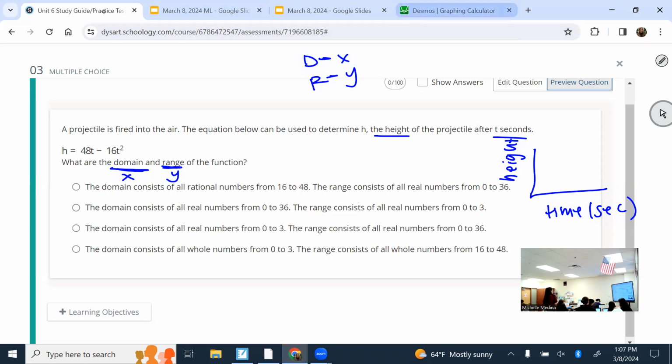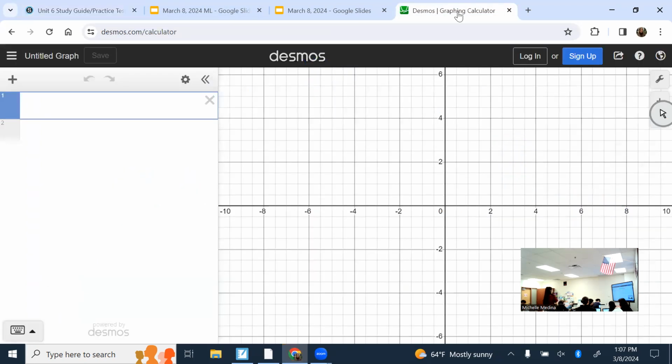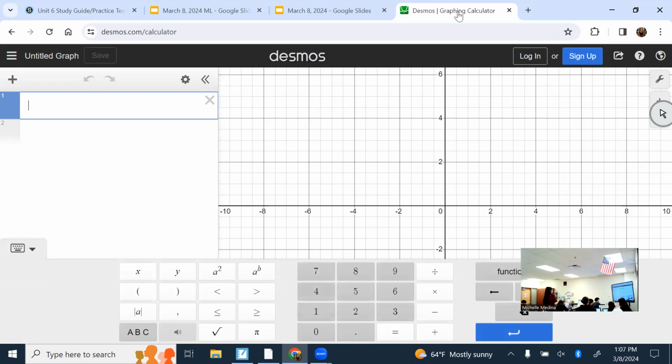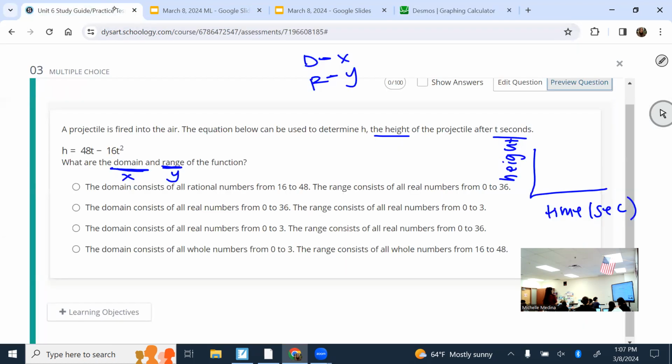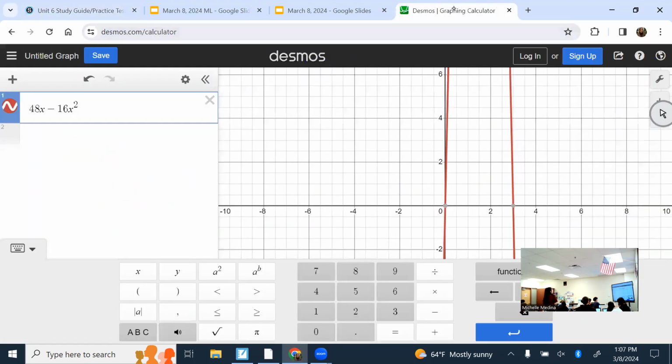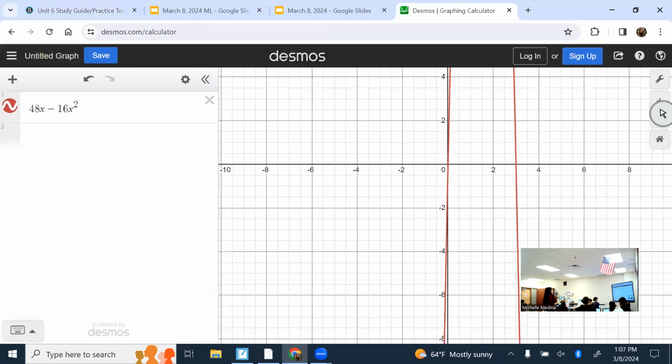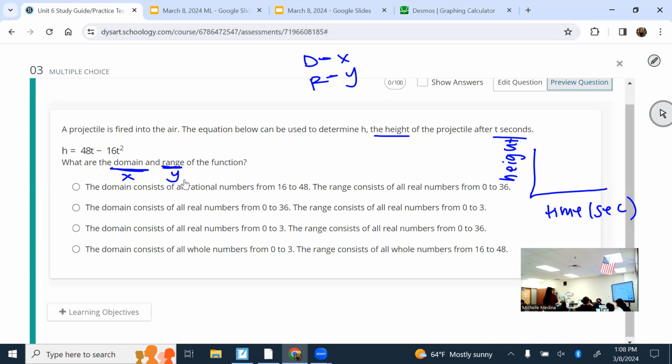It was 48t minus 16t squared. I'm going to use x's because time goes on the x anyway. So check 48x minus 16x squared. Here's my graph. My domain, my x's go from 0 to 3. So when you're picking your answers, we're going to pick the one that has from 0 to 3, so we're not going to pick these two.